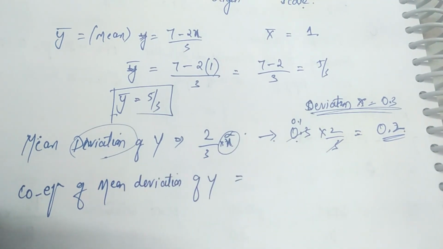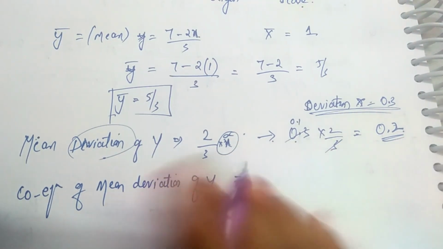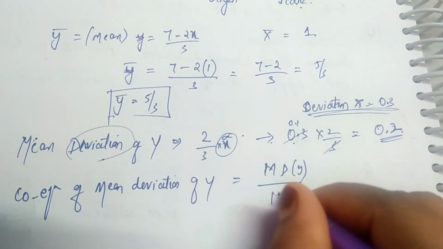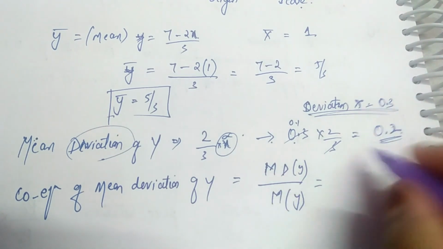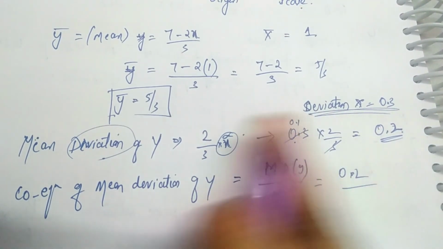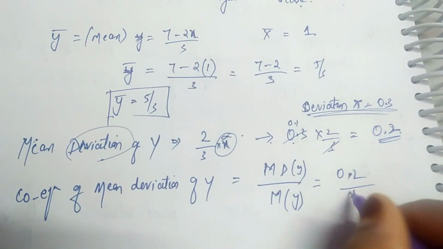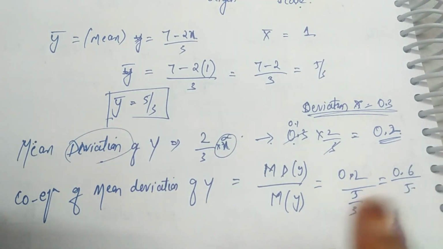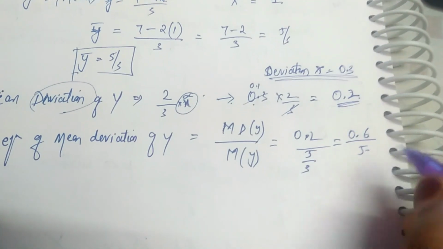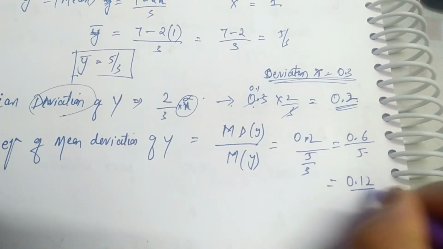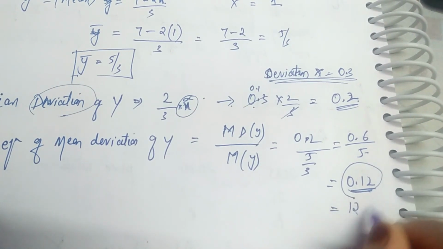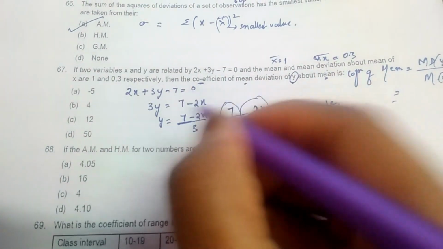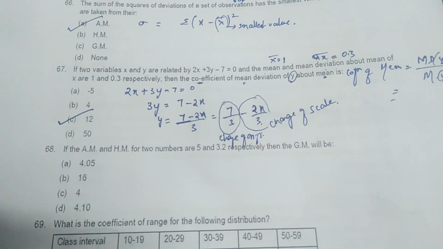What's the formula? We started with that formula itself: the coefficient of mean deviation of y is the mean deviation of y divided by the mean of y. We have already got the mean deviation as 0.2, and the mean is 5 by 3. So it's 0.6 divided by 5, and with the calculator the answer is 0.12. In percentage, it will be 12%. So our answer here is C.